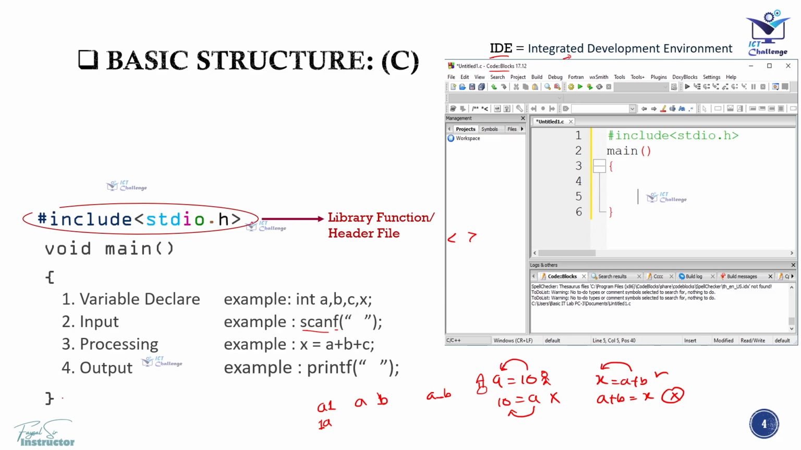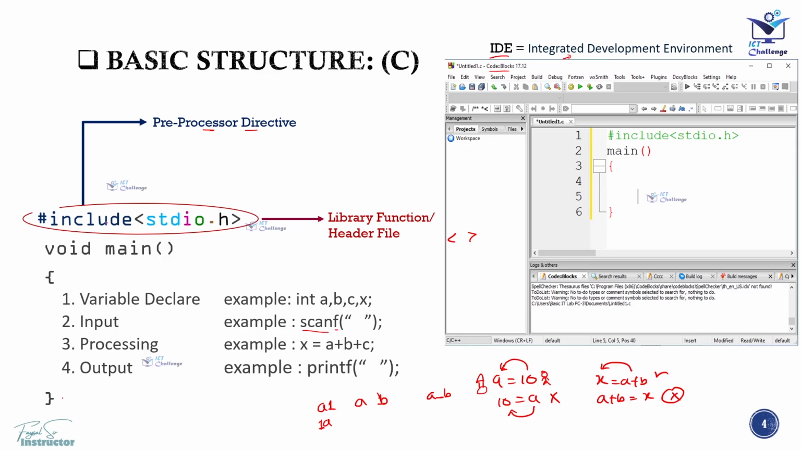Hash include stdio.h, we will learn this in detail right now. So here, hash include, what is this? This is called the preprocessor directive. So what is a preprocessor directive? That means you have to give a direction to your processor that we are going to use some library function or some library inside of our program.